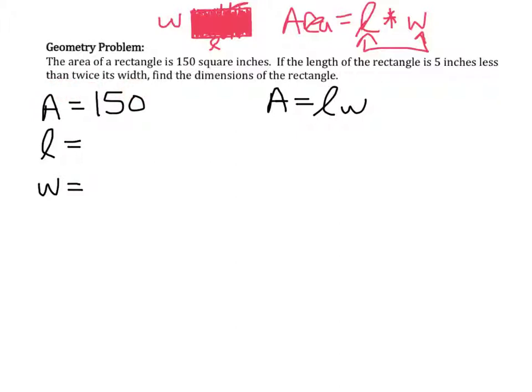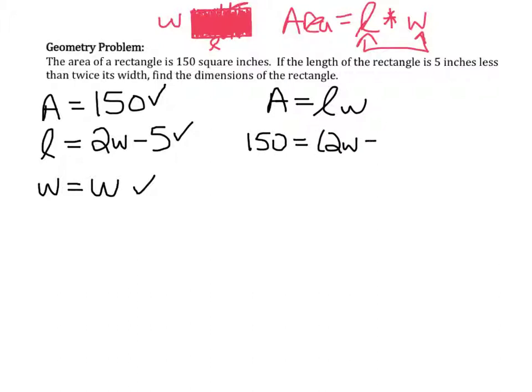And so one way for me to write that, I'm going to let W be my width. And if my length is 5 inches less than twice the width, I can write it as 2W minus 5. So now I have an expression for my length. My width is just going to stay W as my variable, and my area is going to be replaced with 150. So I'm going to come to my formula here. 150 equals 2W minus 5 times W.